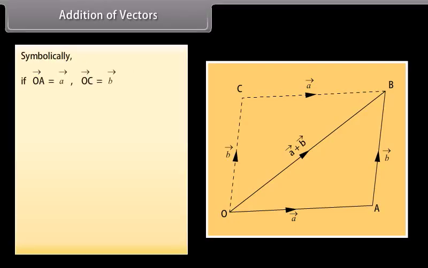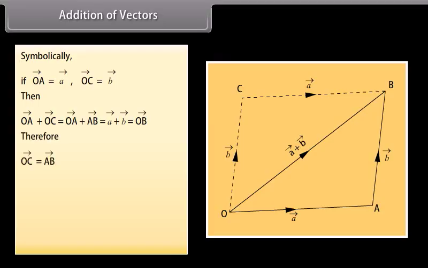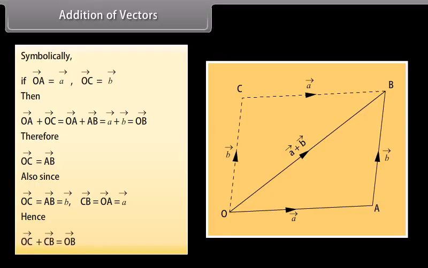Symbolically, if vector OA equals vector A, vector OC equals vector B, then vector OA plus vector OC equals vector OA plus vector AB equals vector A plus vector B equals vector OB. Therefore, vector OC equals vector AB. Also, since vector OC is equal to vector AB, which equals vector B, vector CB is equal to vector OA, which equals vector A. Hence, vector OC plus vector CB equals vector OB.